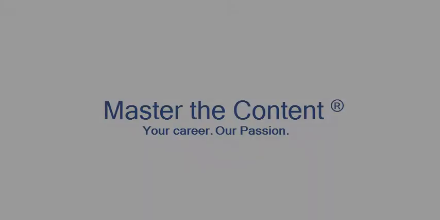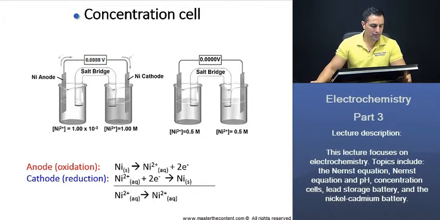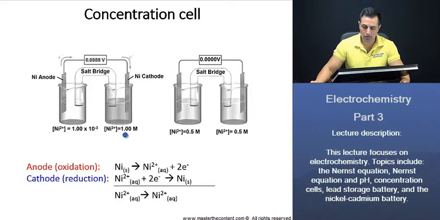Your career, our passion. Now, concentration cells. We just said that our electromotive force, or our voltage, is dependent on concentration. If you actually have the same species, we have a nickel ion concentration at the anode of 1.00 times 10 to the power of negative 3, and then at the cathode we have a nickel ion concentration of 1.00 molar. We have the same species, but in different concentrations. It will still generate an electromotive force, because we see that there is a reading on the voltage.